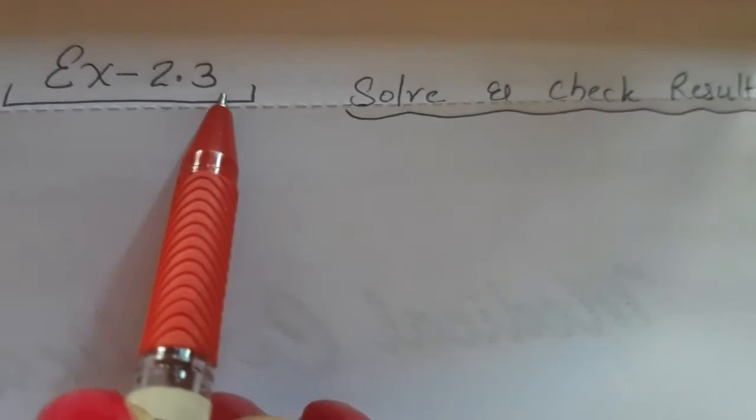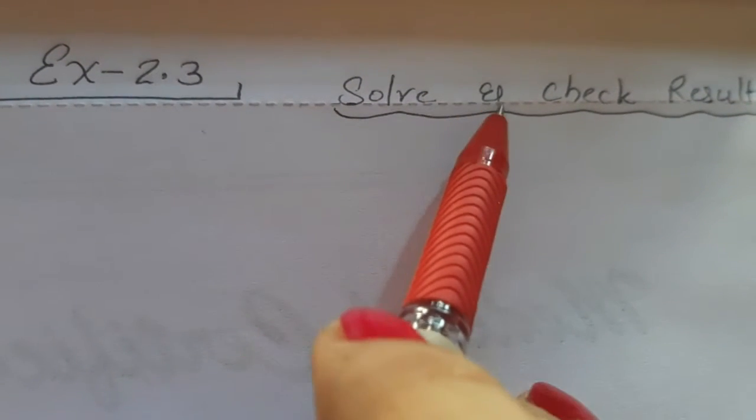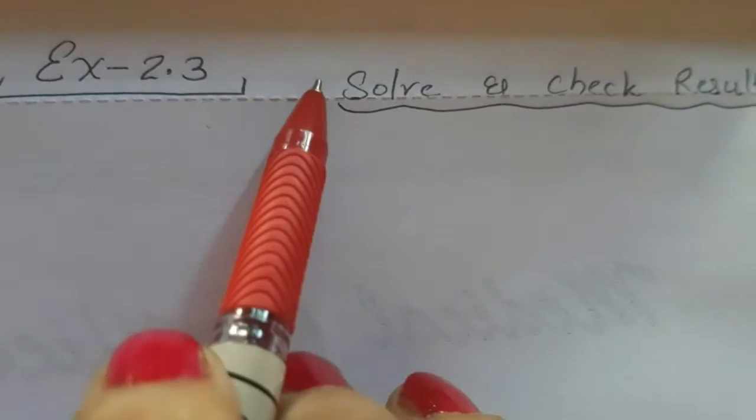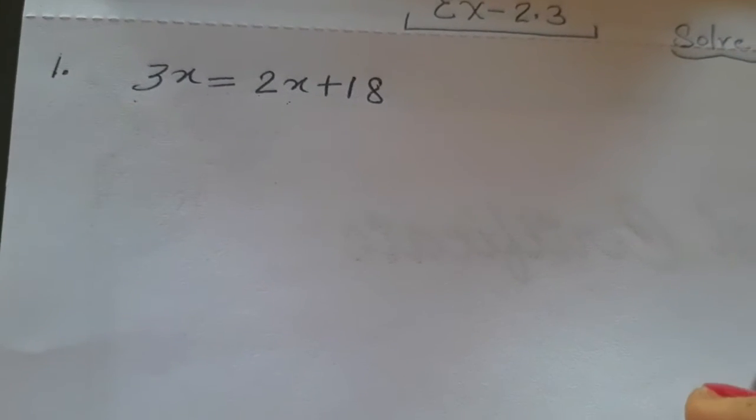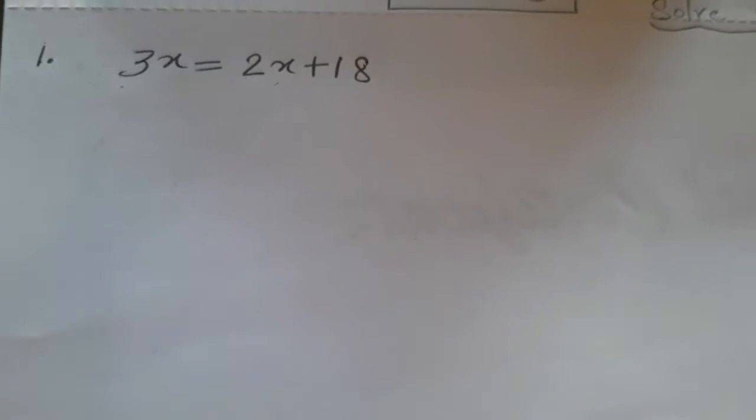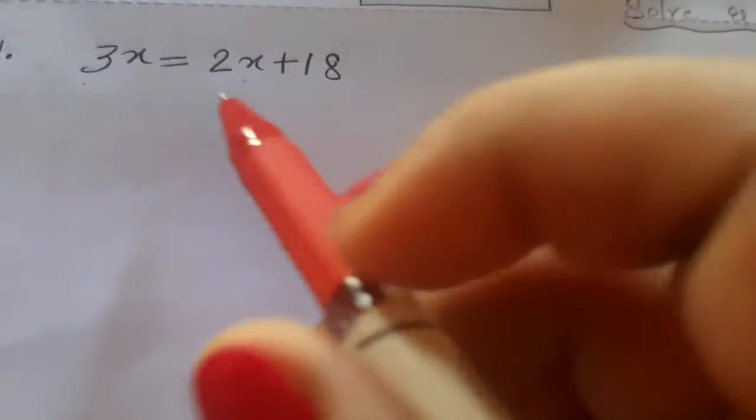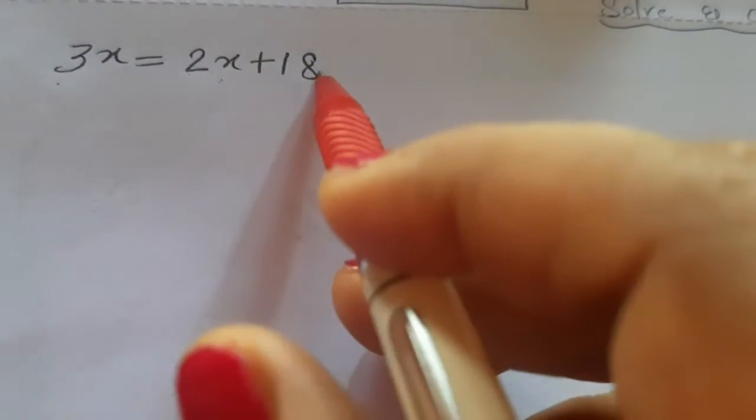Linear equations in one variable. Solve and check the results. We have to solve as well as check the result, whether our answer is correct or not. So the very first question is 3x = 2x + 18.